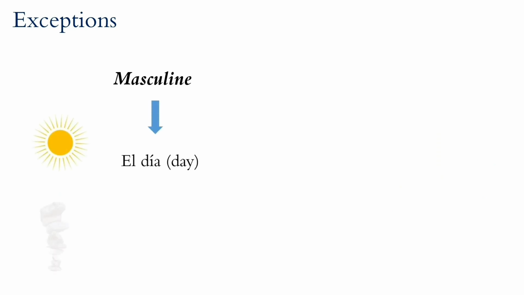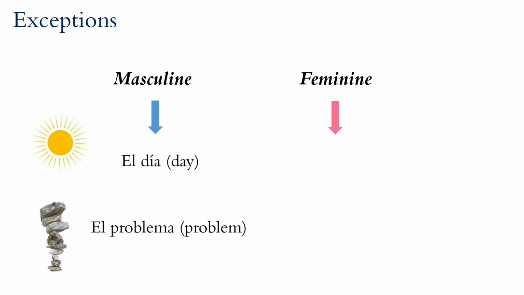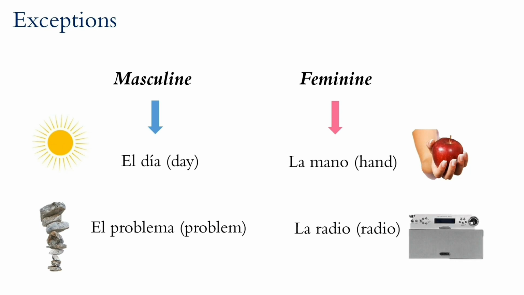Note that there are exceptions. So for example, el día, day, and el problema, problem, are both masculine nouns. And la mano, hand, and la radio, radio, are both feminine nouns. So there are many other exception examples, and I've included links to 2 articles online which I think are useful, so you can check that out in the description after the video.